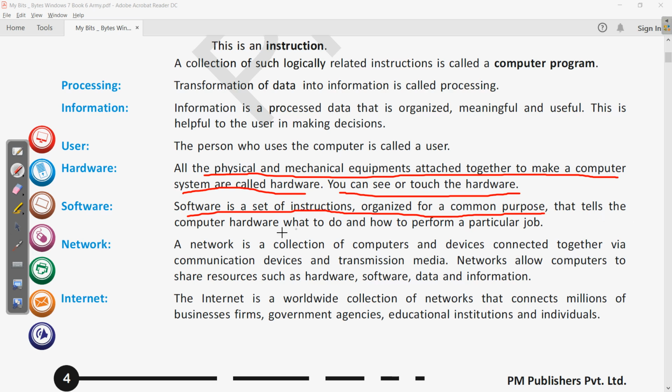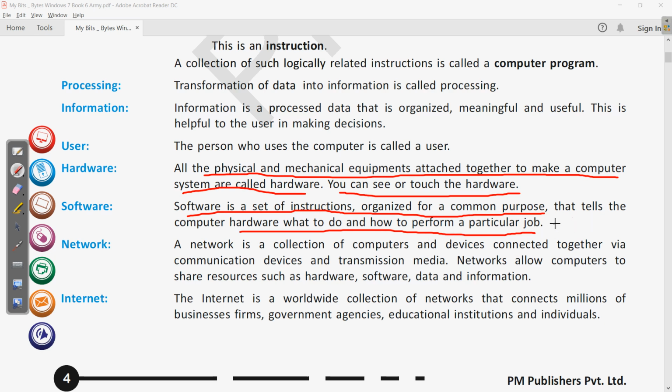And the software tells the computer hardware what to do and how to perform a particular job. Clear? So what is software? The instructions which are organized for a common purpose, and this is the software which tells the hardware what action is required to be performed, or what is the task that is required to be done using the hardware.